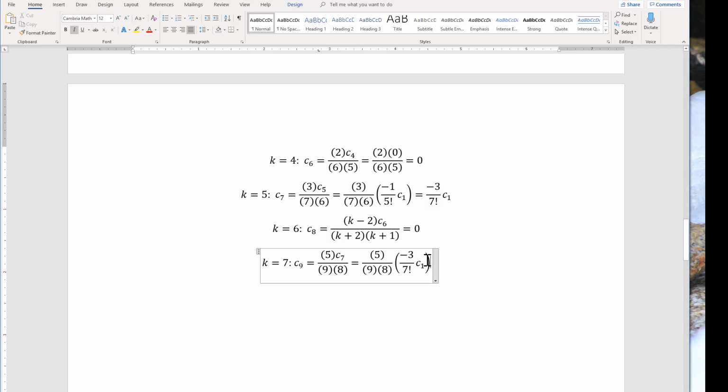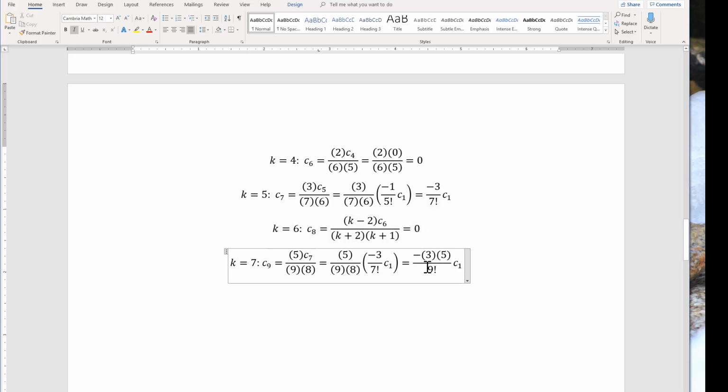And so what's that equal to? In the numerator, we have negative 3 times 5, and then in the denominator we have 9 times 8 times 7 factorial, so that's just 9 factorial, and then C sub 1.